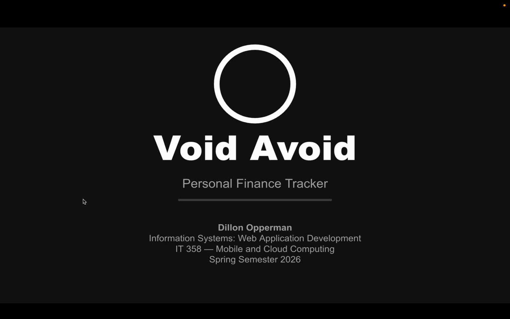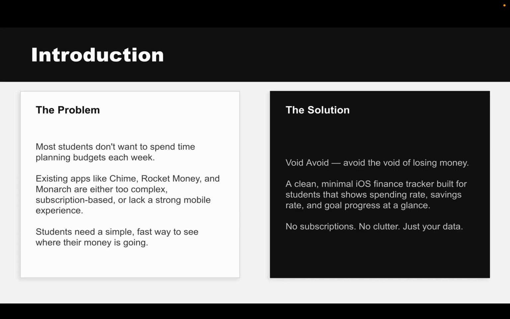Okay, so my name's Dylan Opperman. I'm an information systems major with a concentration in web application development at Illinois State University. Today I'm presenting my final project for IT 358, which is a personal finance tracker called Void Avoid. So let's get into it.